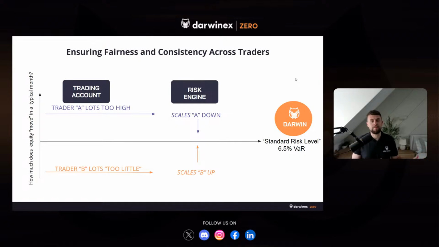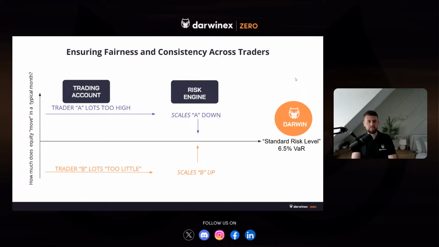They may also have a much larger drawdown than trader B because of trading larger size. At Darwin level, it's completely fair and they are operating with the same level of risk. Again, ensuring that traders, our traders specifically, are judged based on their skill, not just luck.